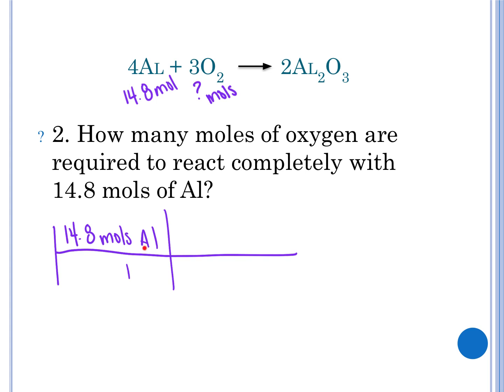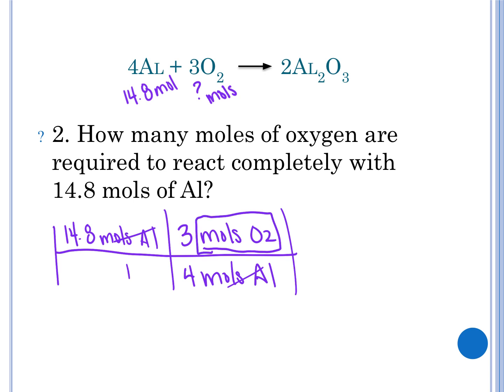Okay. So if aluminum is on top, what number has to go down here? Okay, and how many aluminums? 4. Okay, so 4 moles of aluminum. And then what goes on top? Okay, so 3 moles of oxygen go on top. So the aluminums cancel. You're just left with the oxygens.